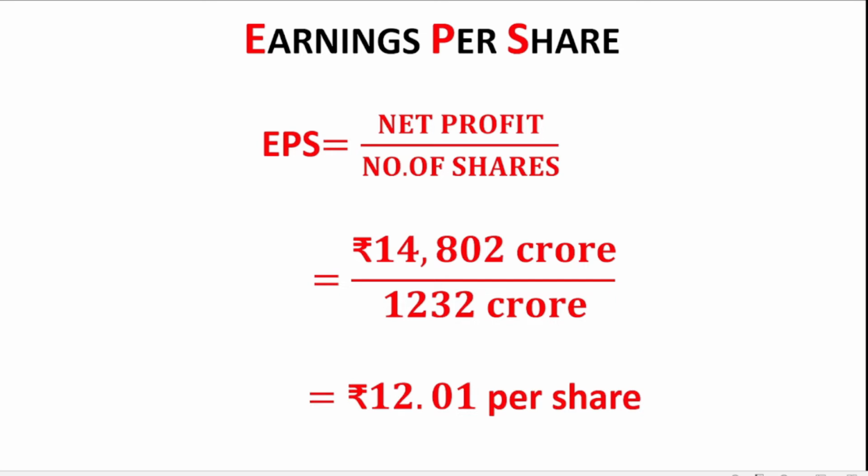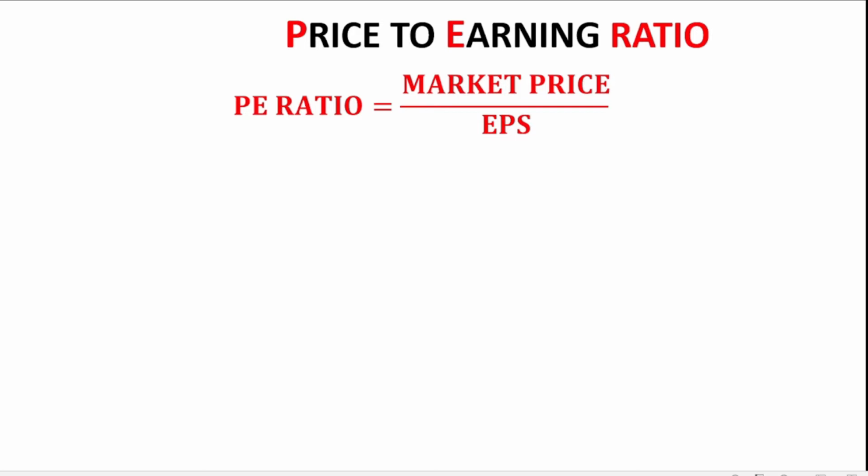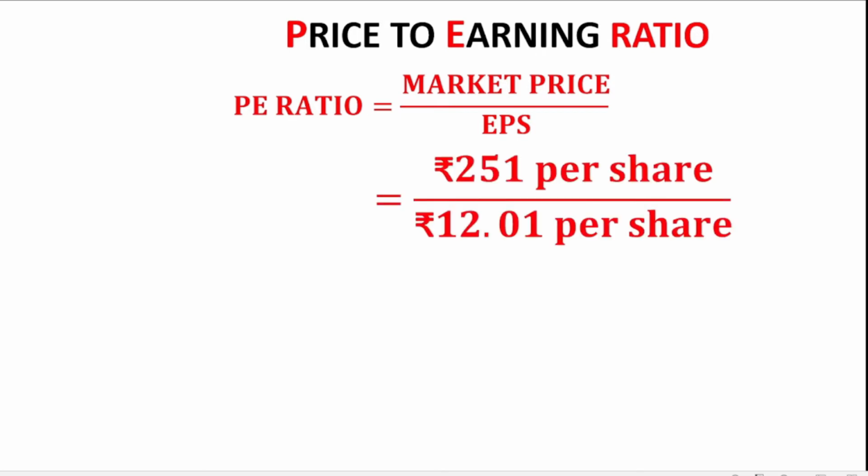Now, if you have understood EPS, which is net profit per individual share, then let's try to understand PE ratio. PE ratio or price to earning ratio is market price divided by EPS. Price is the trading price which you see on stock exchanges like BSE and NSE. So again, taking the example of ITC, let's calculate the PE ratio of ITC. Its market price is 251 rupees per share and the EPS as we calculated was 12.01 per share. So the ratio is 20.9.